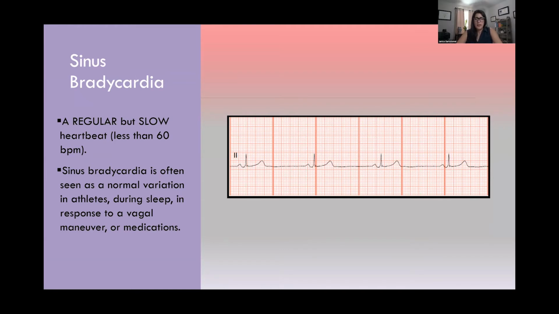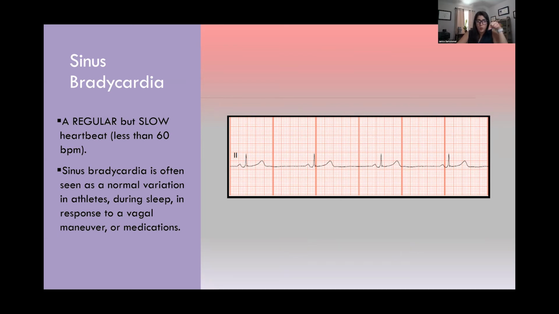Sinus bradycardia, it's basically normal. It's what normal looks like, sort of. However, it's slower. It's much slower. So less than 60 beats. So you're still going to have your P's. You're still going to have your QRSs. You're still going to have your PR interval. It's still going to march about the same distance. So the rhythm is regular.